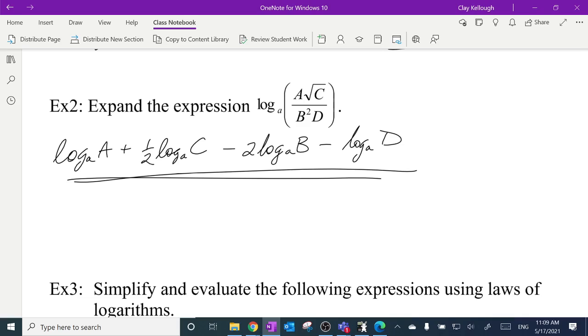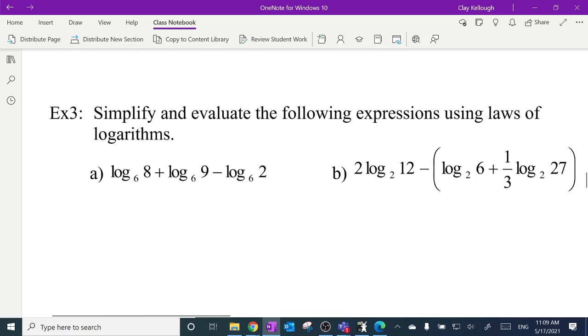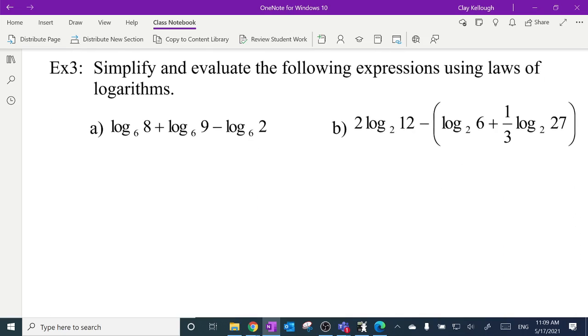So there's just some algebra. We'll definitely have some questions like that for you to practice. I guarantee you one or two of those on the test. Then we'll get to some numbers. Simplify and evaluate the following expressions using the laws of logarithms. And for these two for sure, no calculators. Sorry with your fancy Casio there and my TI-84 Plus.